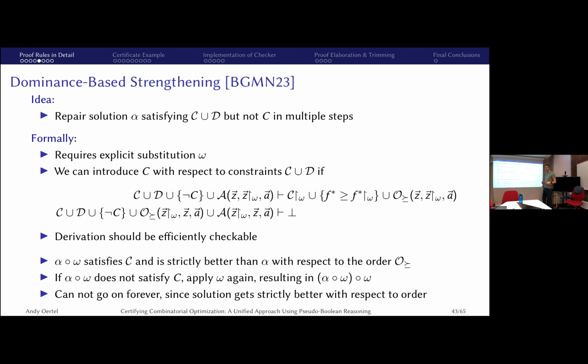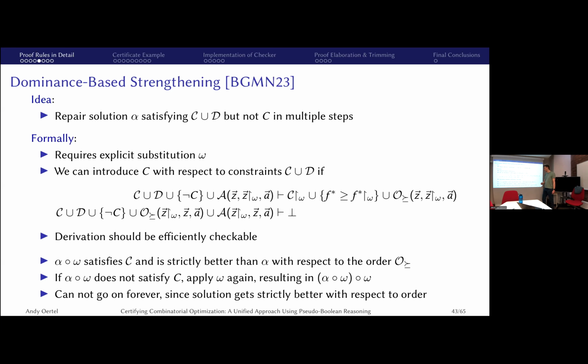Yes, so with the substitution, our order is strictly improving. If our repaired solution does not satisfy this added constraint, then we're good. But if it doesn't satisfy it, then we just apply the substitution again. And for this, again, we know that we now get a solution that satisfies the core constraints, the derived constraints, is at least as good with respect to the objective, and is strictly improving with respect to the order.